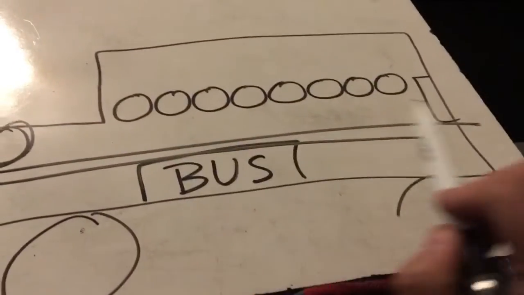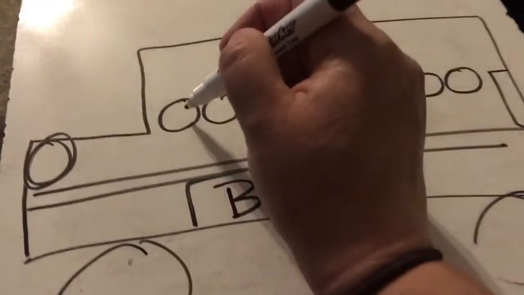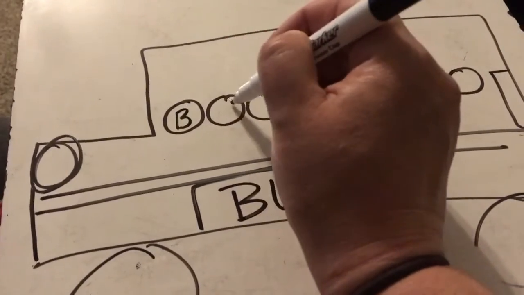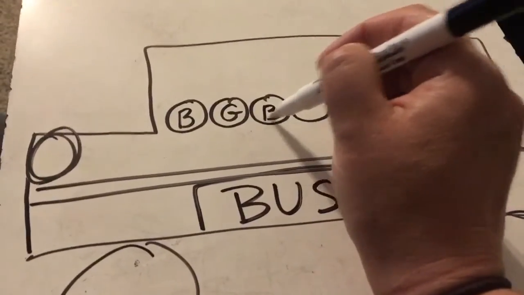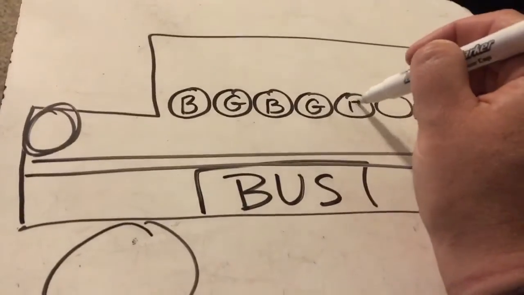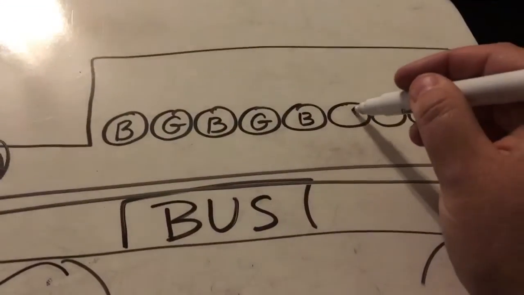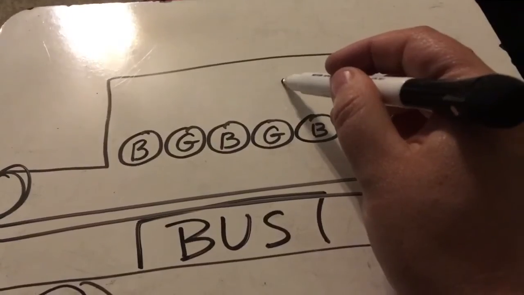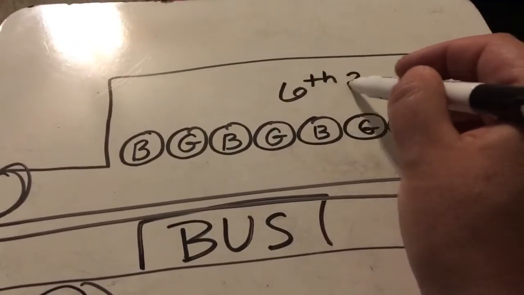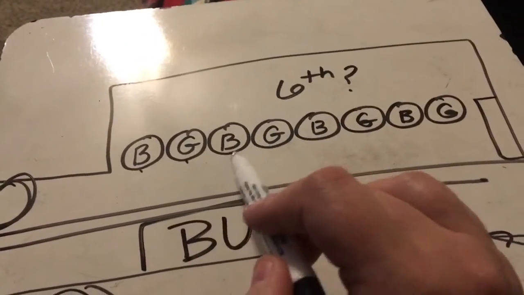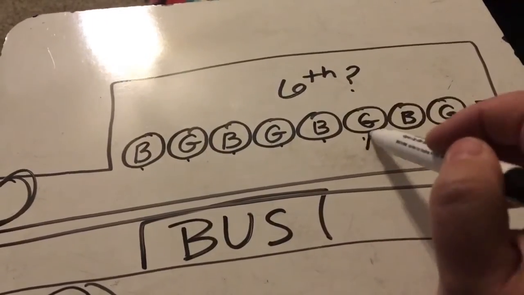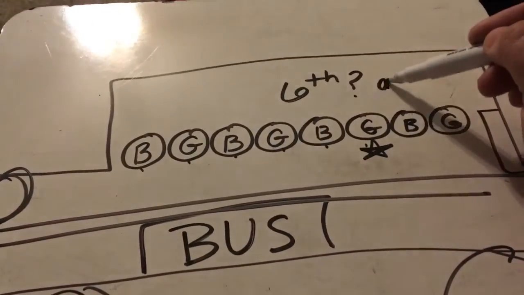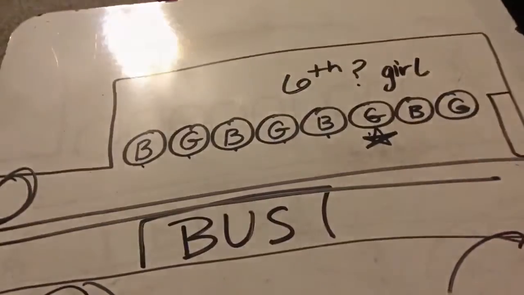Let's look at this lovely bus drawing that I have here. And I have the bus driver seated them boy, girl, boy, girl, boy, girl, boy, girl, boy, girl in the bus. And we want to know who is sitting in the 6th seat. So we're going to count down to the 6th seat, and I see a G for girl. There's a girl sitting in the 6th seat.